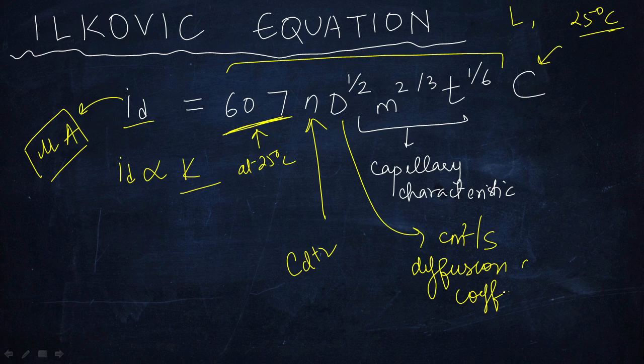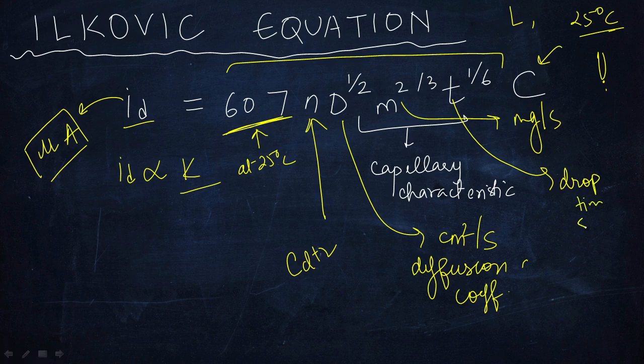What is m? The next part is m. It is the mass of mercury flowing through the capillary per unit time. So we have a capillary, right? It has mercury, it is dropping, right? So what mass is falling into the solution? This is mg per second. This is the mass of mercury falling per second or per unit time. What is t? t is the drop time. This is measured in seconds.